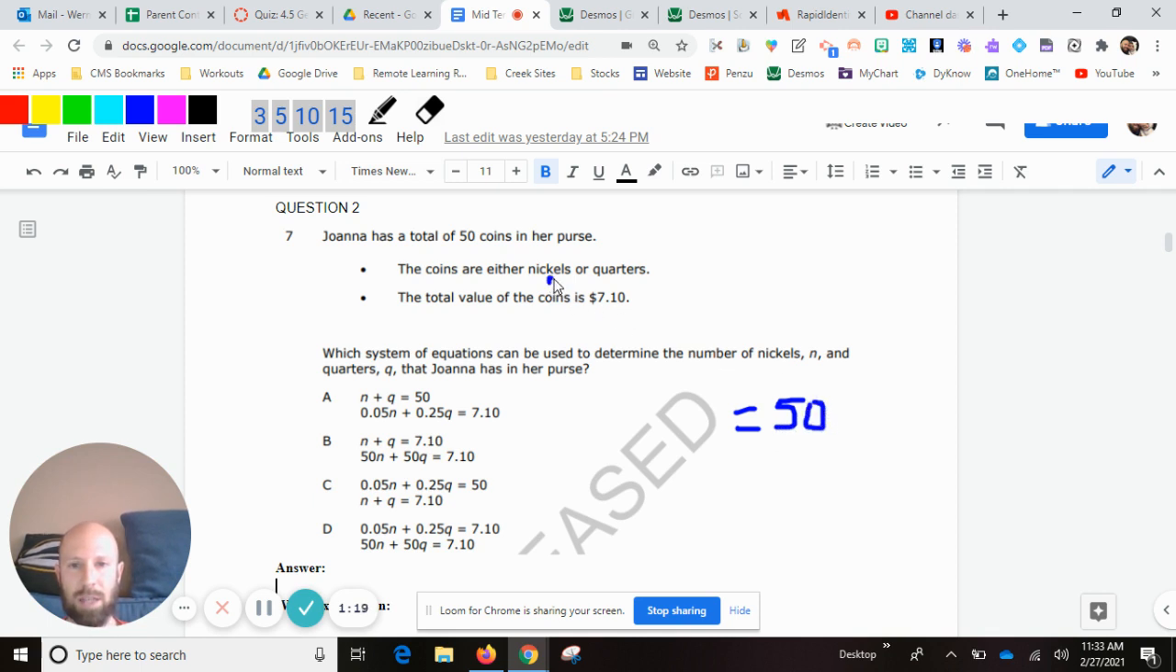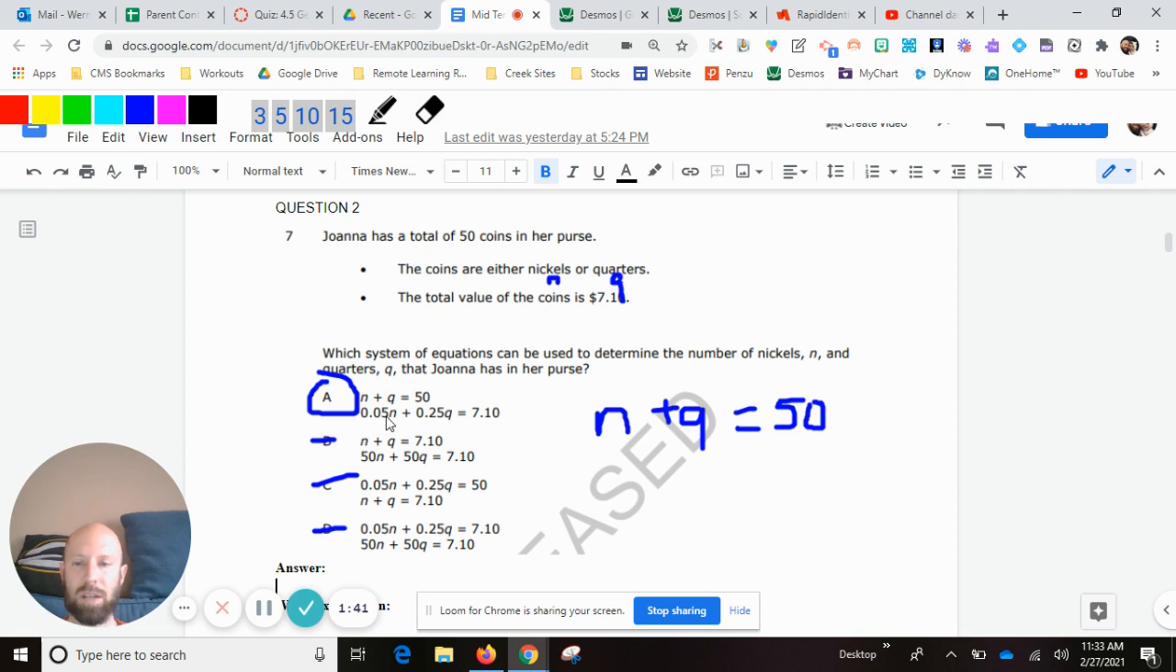Nickels, we're going to call those N. Quarters, we're going to call those Q. So if I add all the nickels that I have to the quarters, it should equal a total of 50. We look at A, yep, that one's good. Nope, that can't be B. Nope, can't be C. Nope, can't be D. The only one when I add all my nickels and my quarters for 50 coins is A.